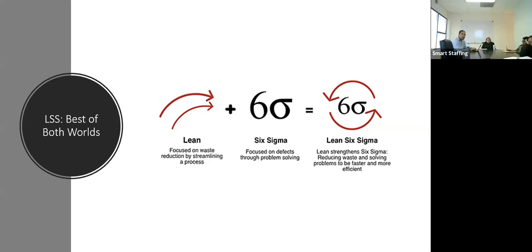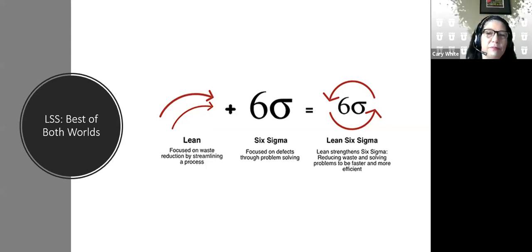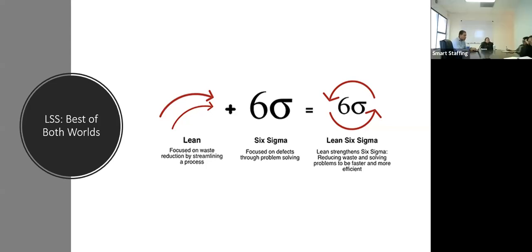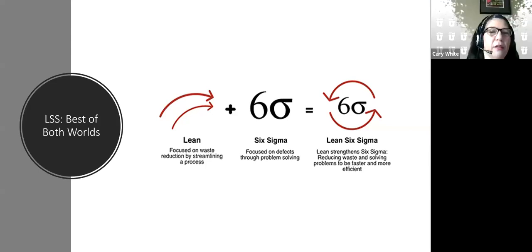Anybody? To reduce unexpected outcomes. And what does that mean? To reduce waste. You're so good. Right, so think of it in terms of variability. What does variability mean?